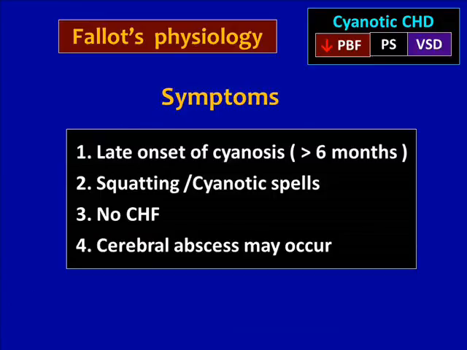So now what are the symptoms in this group? Symptoms in this group include late onset of cyanosis often after 6 months of life, squatting or cyanotic spells, there is no congestive heart failure, and cerebral abscesses may occur.